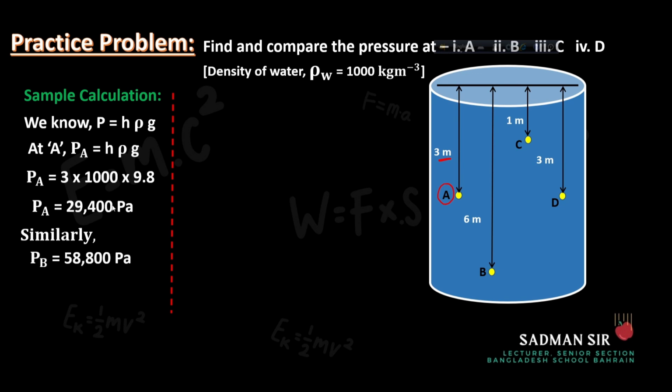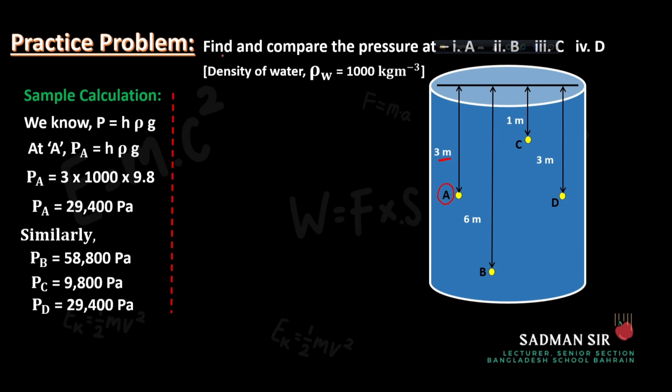So pressure at B will be 58,800 Pascal. Pressure at point C will be 9,800 Pascal, and pressure at point D will be 29,400 Pascal, which is the same as point A. Now, why is the pressure at points A and D the same? Can you say? Yes, correct. Both of them are at the same depth, as you can see. A is at 3 meter, D is also at 3 meter depth. So both of them will have the same pressure. It doesn't matter where the location is. If they are at the same depth, both of them will have the same pressure.